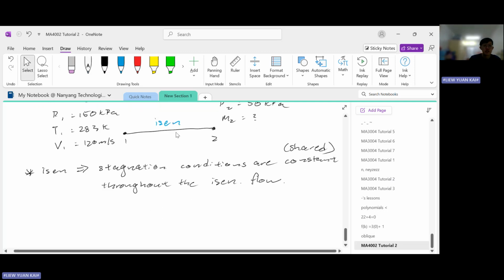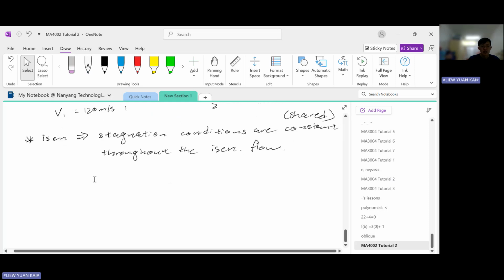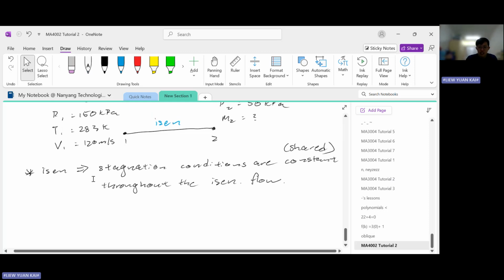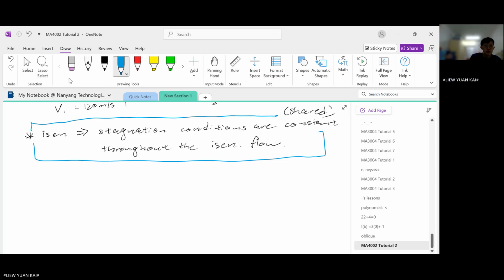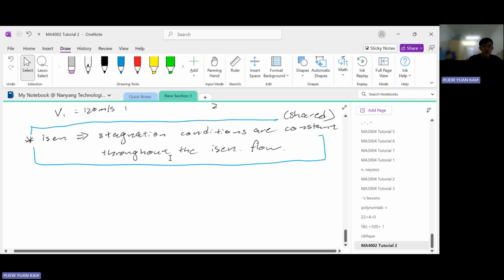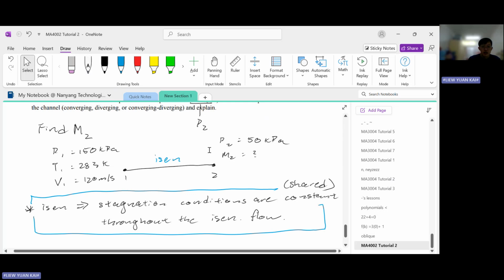You need to know this. This is a fundamental property of isentropic flow. So that's how you solve isentropic flow questions, is to know and digest this fact that stagnation conditions are shared between 2 points in an isentropic flow. So this is very, very important to know. Please remember this fact. Having said that, our aim is to find the stagnation pressure. Let's find the stagnation pressure.